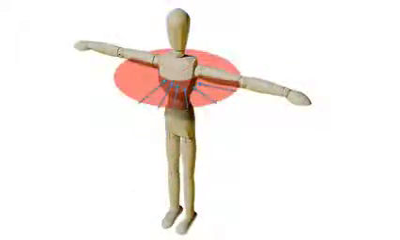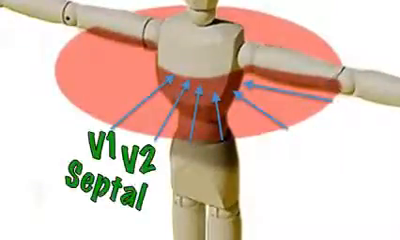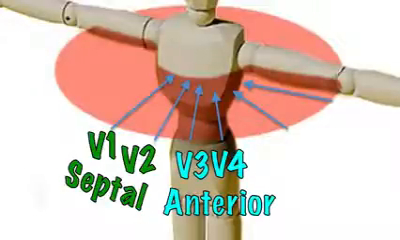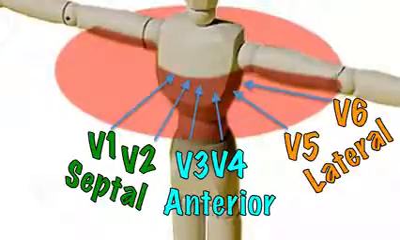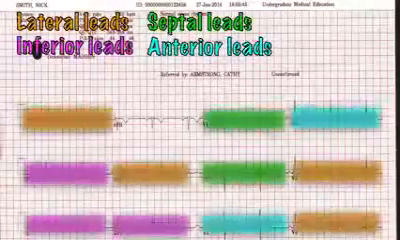There are 6 physical chest leads which look at the heart in the horizontal plane. V1 and 2 look at the heart in the middle of the septum. V3 and 4 look at the front or anterior plane of the heart. V5 and 6 look at the side or the lateral plane. All of these tracings are then recorded on your ECG like this.